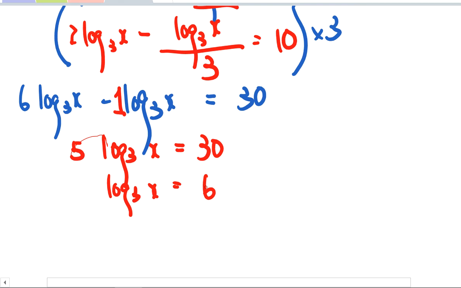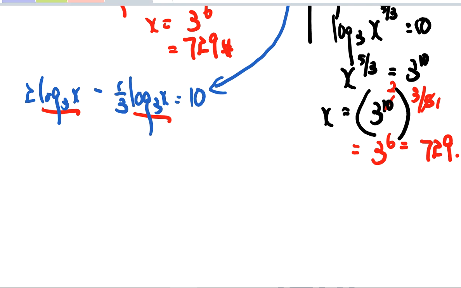How to change to index form? X equals 3 to the power of 3 to the power of 6. Okay, can you help me press the calculator? What will you get? 729. Okay, this is Sati's method, because Sati said multiply by 3 throughout. Is the logarithmic term the same? They are the same. Yes. I wrote cube root x to the power of 5 is equal to 3 to the power of 10.